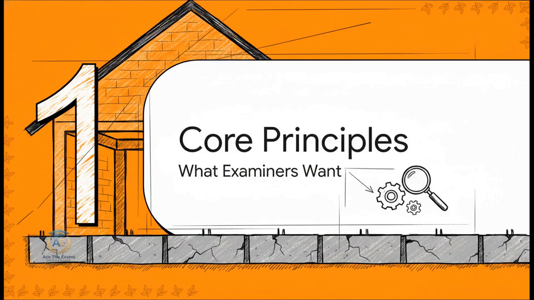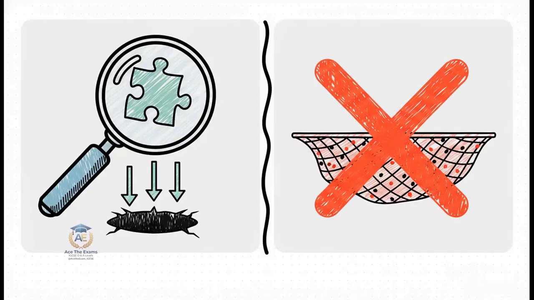Section 1, Core Principles: What the Examiner Wants. Think of this as the foundation of your entire academic house. If you don't understand the ground rules, everything else you build on top of it will completely collapse under pressure. The absolute most fundamental rule of the Cambridge Assessment Framework is analytical depth versus superficial breadth.